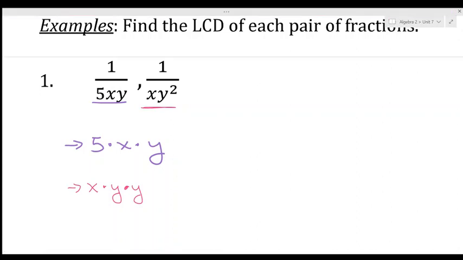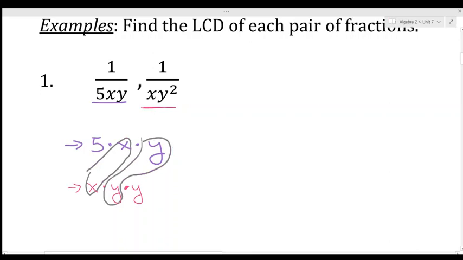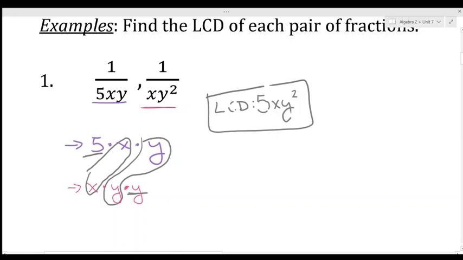Okay, now what I want you to do is circle any pairs that match between the top and the bottom. Well, both of them have at least one x, and both of them have at least one y. So anything you circle that has a pair between your two denominators, you're going to write just once. So we have x and we have y. Anything outside is also going to be part of your LCD. So we have this 5 here, and I like to write it up front. And then we have an additional y. So if I do y times y, that's y squared. So our LCD is 5xy squared.